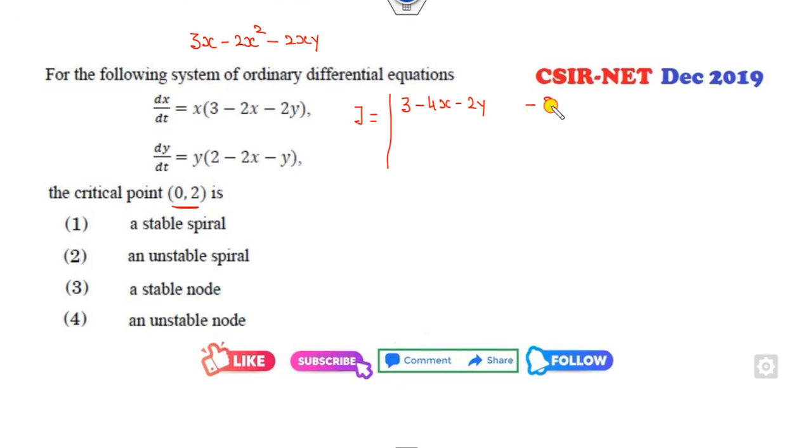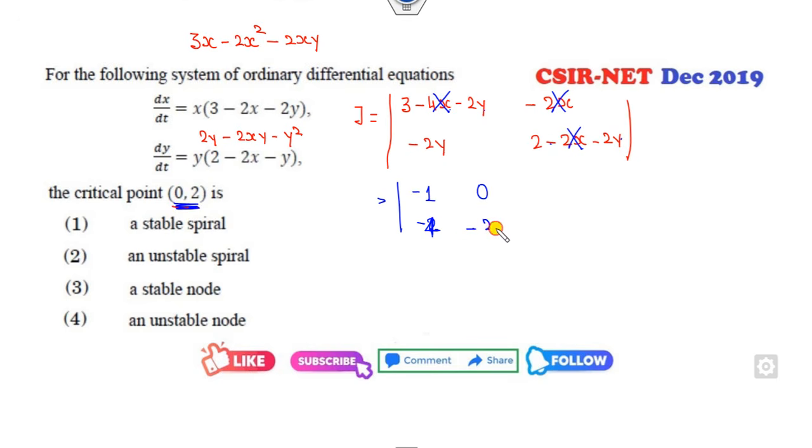With respect to y, here I can open this bracket, 2y minus 2xy square. With respect to x, 2y. With respect to y, here. Fine. Critical point is (0, 2). So I can substitute here. x is 0, so y is equal to 2. So the matrix is minus 1, minus 4, 0, 2, minus 4, minus 2.